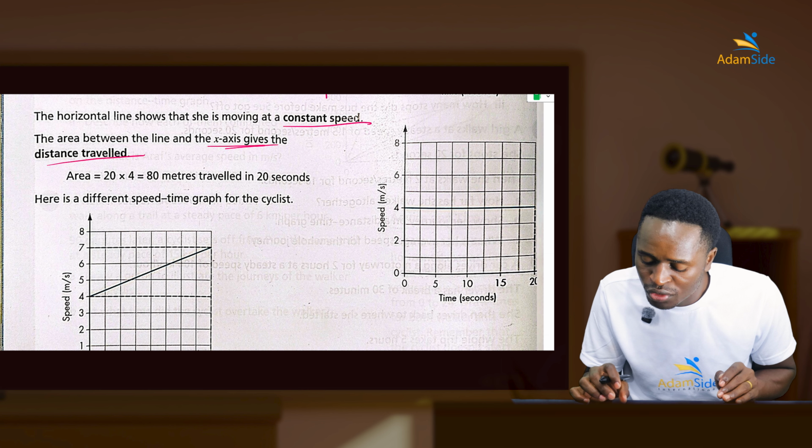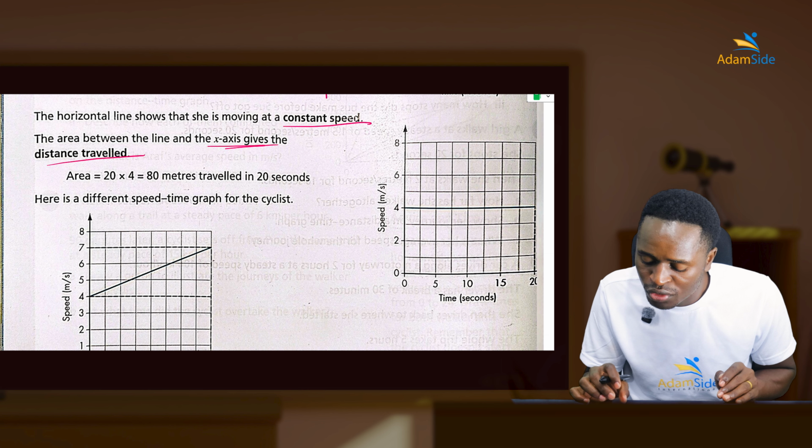That's why we take our speed, which is 4 meters per second, times the time taken to cover, which is 20 seconds. Then you get 80 meters. This is the total distance covered by an object that moves at 4 meters per second for 20 seconds. That's it. So here we've been given an example in which the speed is changing.